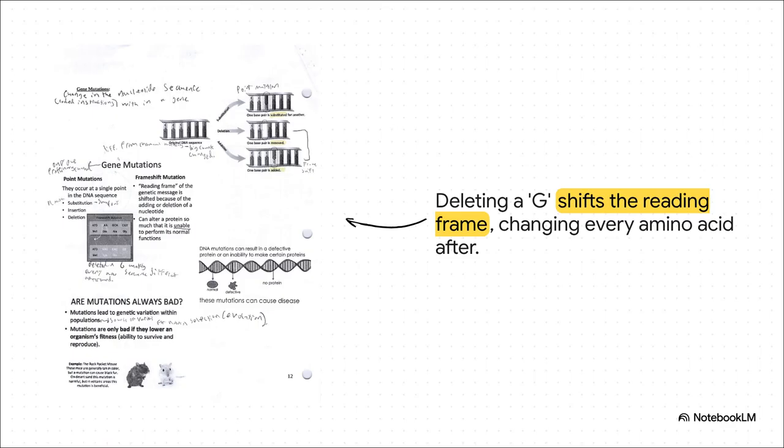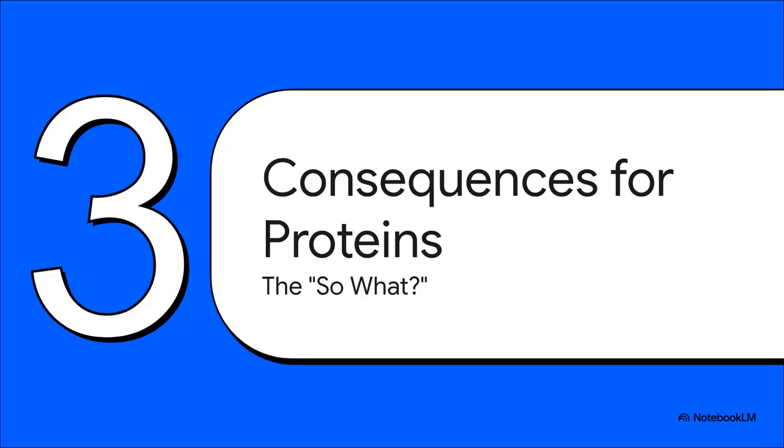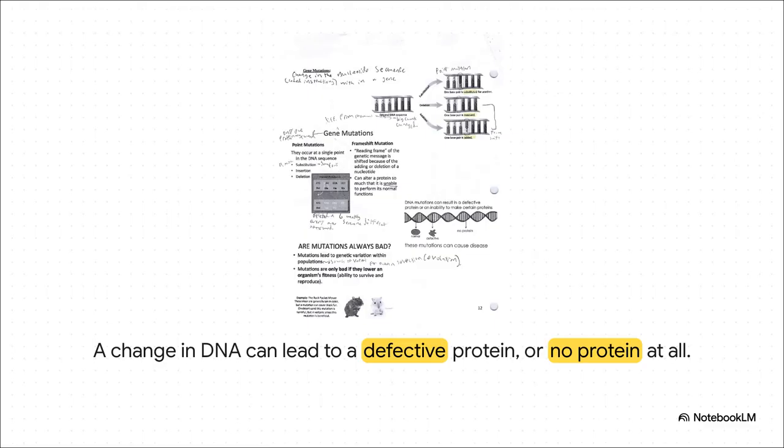Okay, so we've got these typos in the DNA code. But so what? Why does it really matter? Well, this next part is all about connecting those dots, linking the change in the instructions to the final product, the proteins that actually do all the work in our bodies. This really gets to the core of biology, doesn't it? That central dogma. DNA makes RNA, and RNA makes protein.